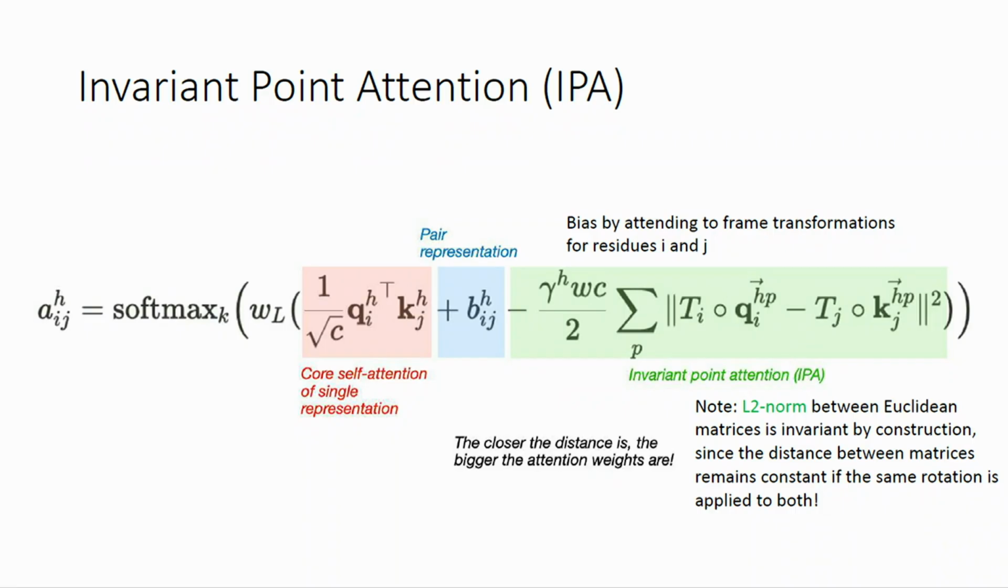So between 2 frames, but it's more than distances. Because this L2 norm between these 2 matrices is invariant to the global translation and rotation applied to Ti and Tj, this part itself becomes an SE3 invariant calculation.